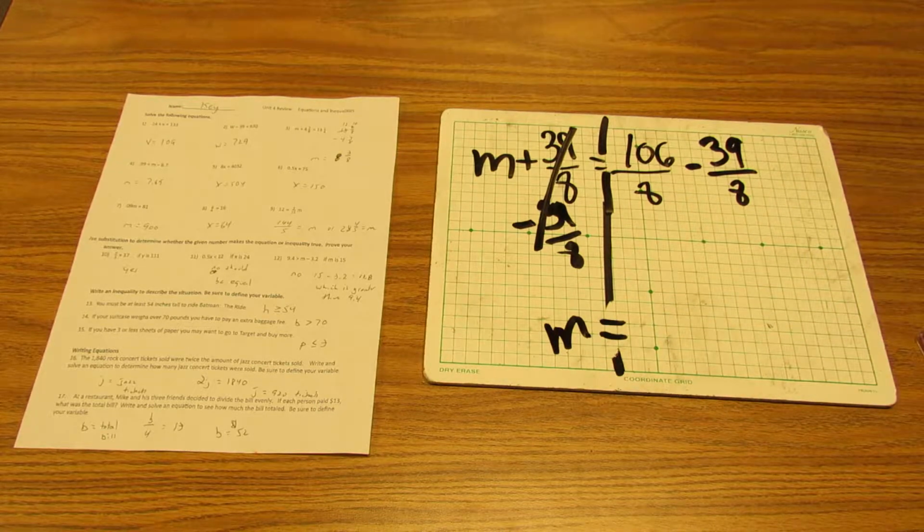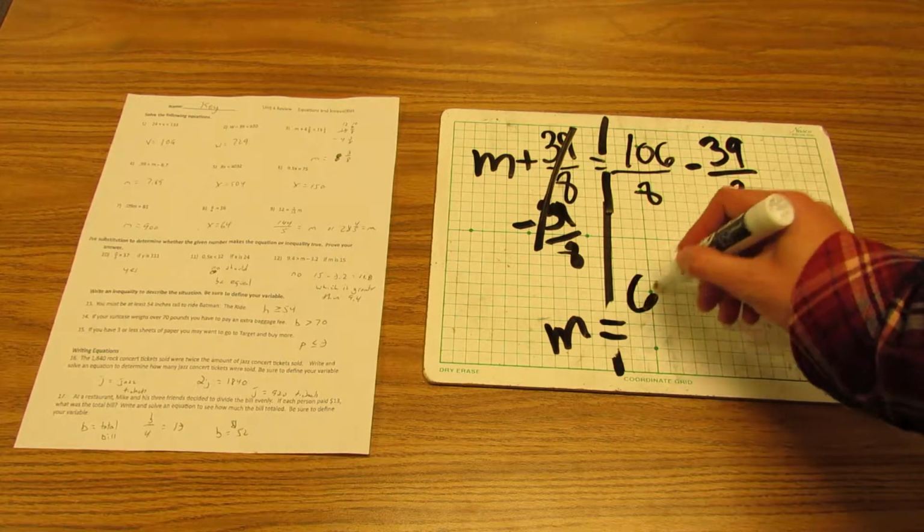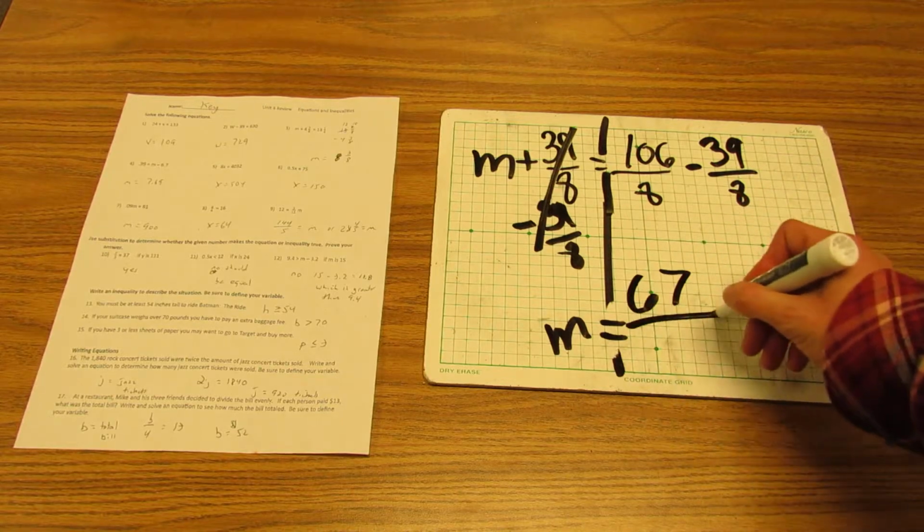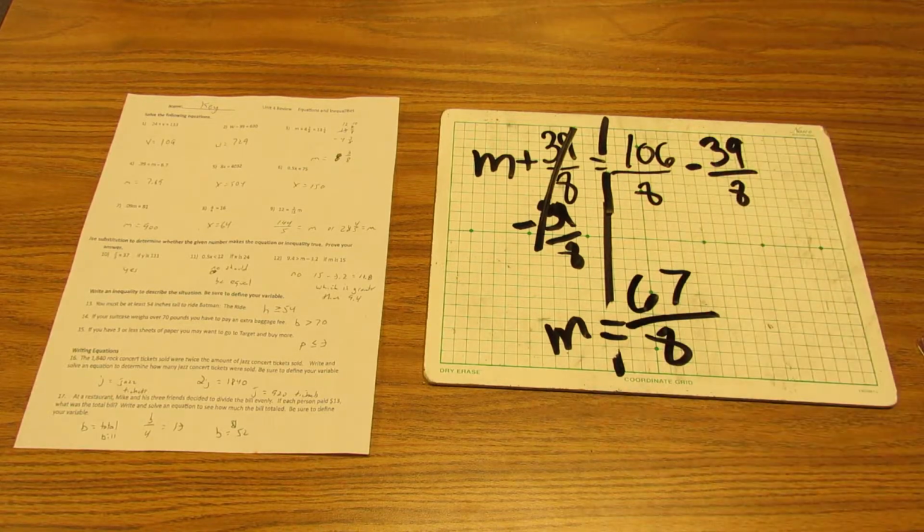106 minus 39, 67. And then I keep my denominator. Here is my improper fraction.